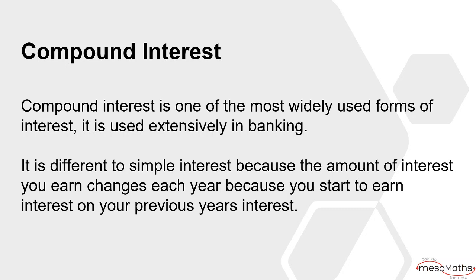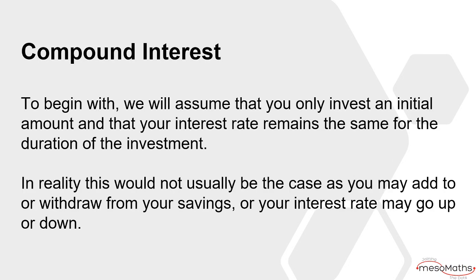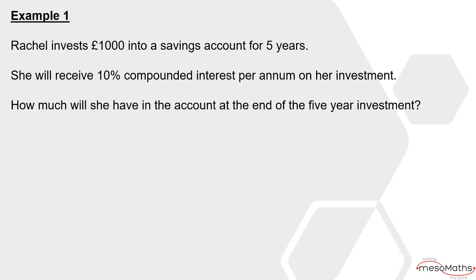Okay, let's look at what compound interest is. It's one of the most widely used forms of interest, and it's extensively used in banking. It's different to simple interest because the amount of interest you earn changes each year because you earn interest on your previous year's interest. To begin with, we're going to assume that you invest an initial amount and that your interest rate remains the same for the duration of the investment. In reality, this wouldn't really be the way it works. You might add to your investment or you might withdraw from your investment and your interest rate may go up or down. So let's look at an example of this type of question.